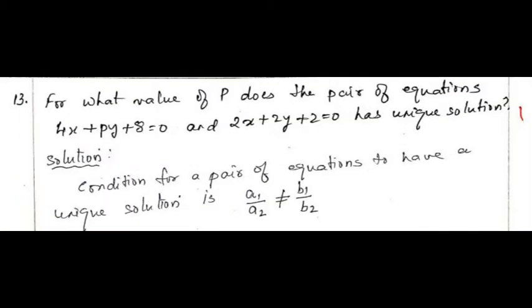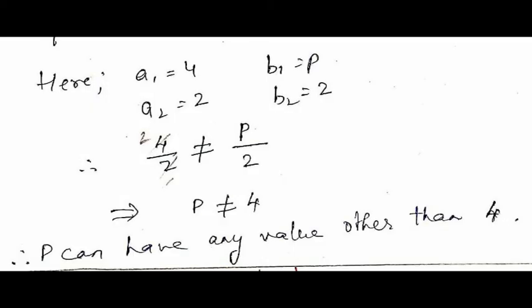Question number 13. For what values of p does the pair of equations 4x plus py plus 8 equal to 0 and 2x plus 2y plus 2 equal to 0 have a unique solution? So the condition for unique solution is a1 by a2 is not equal to b1 by b2. And we get that p is not equal to 4. Therefore, p can have any value other than 4.